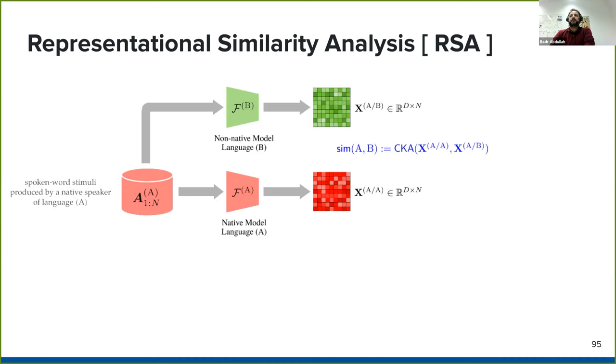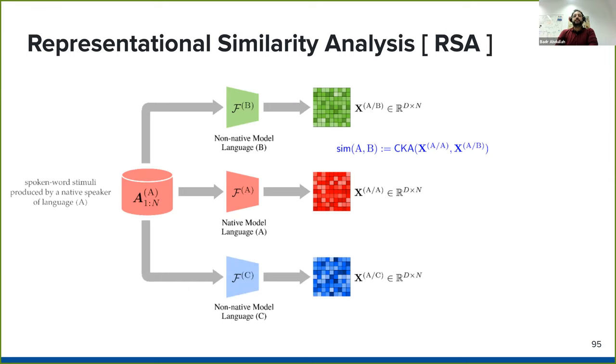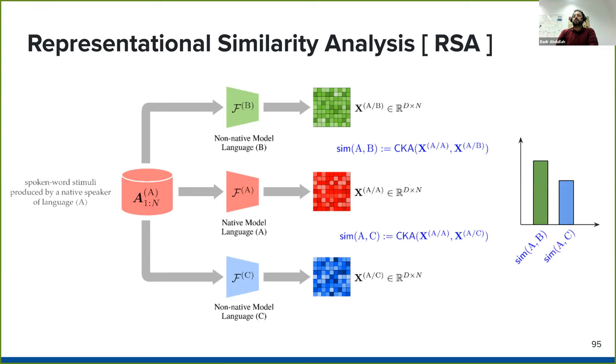And to do this, we use the centered kernel alignment technique, which has been shown to be invariant to isotropic scaling and orthogonal transformation. And this would allow us to abstract away from the vectors themselves and look at the geometry of the representational space. So here we compare the representations of the native model to the representations of the non-native model that was trained on language B. And we do the same, we project the same data points with another non-native model, let's say that was trained on language C. So here we get another similarity measurement between the native model and another non-native model. And then we can look at which model actually is more similar to the native model.